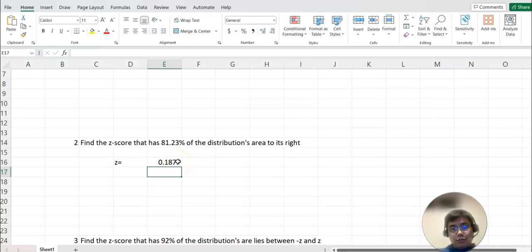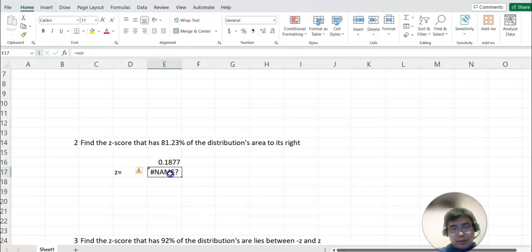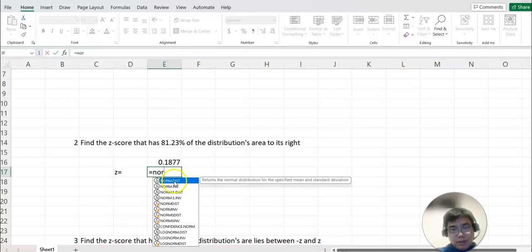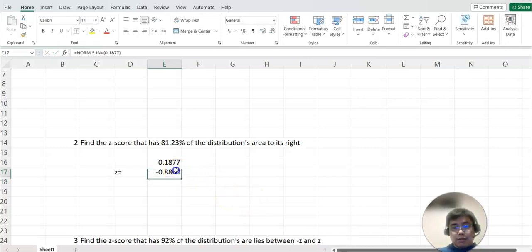I'm going to move this one to the bottom here. Based on this, that equals norm.s.inv of 0.1877. That's the answer. Then I'm going to move the decimal a little bit, so it becomes about negative 0.886. That's the answer for this question.